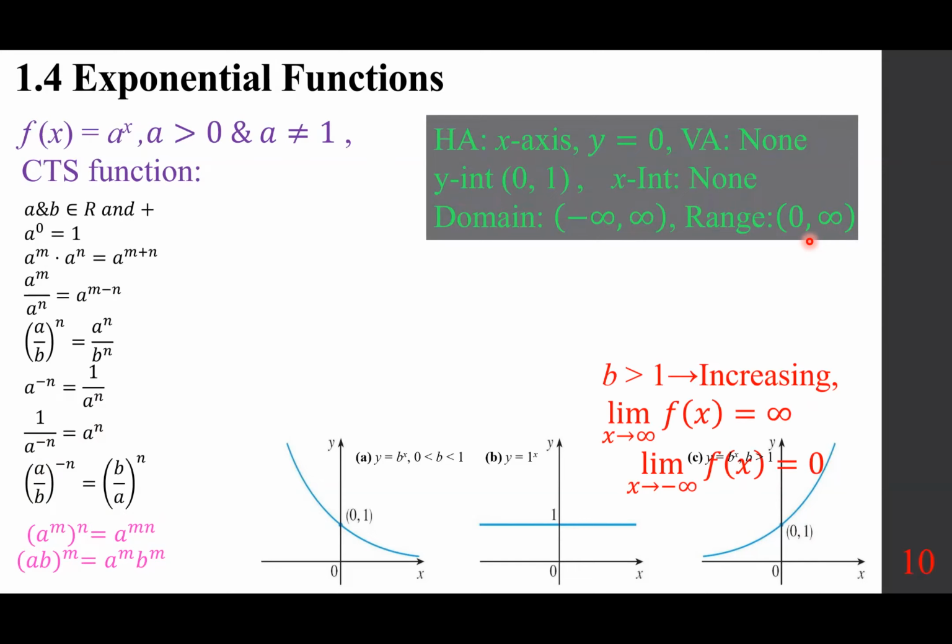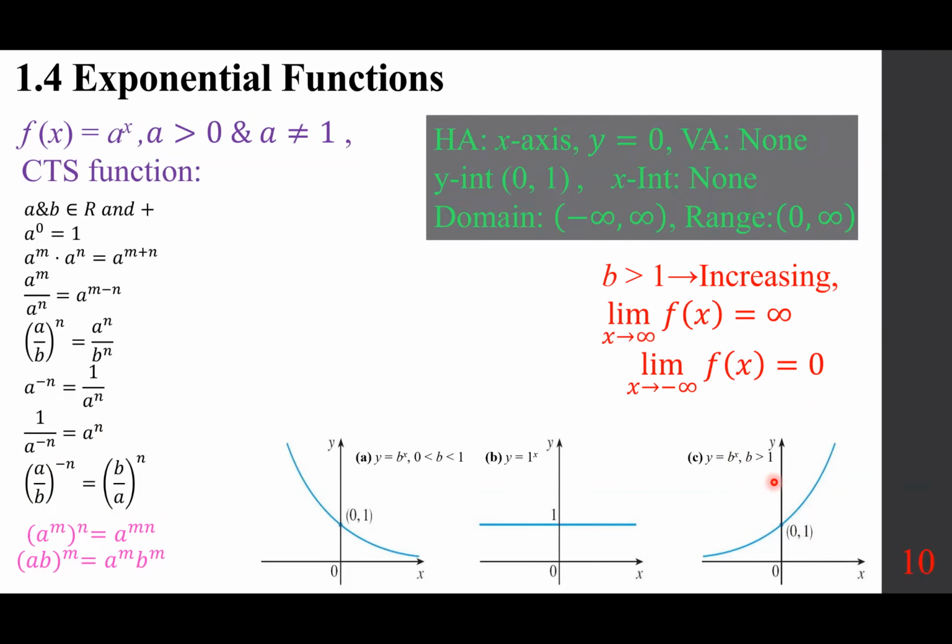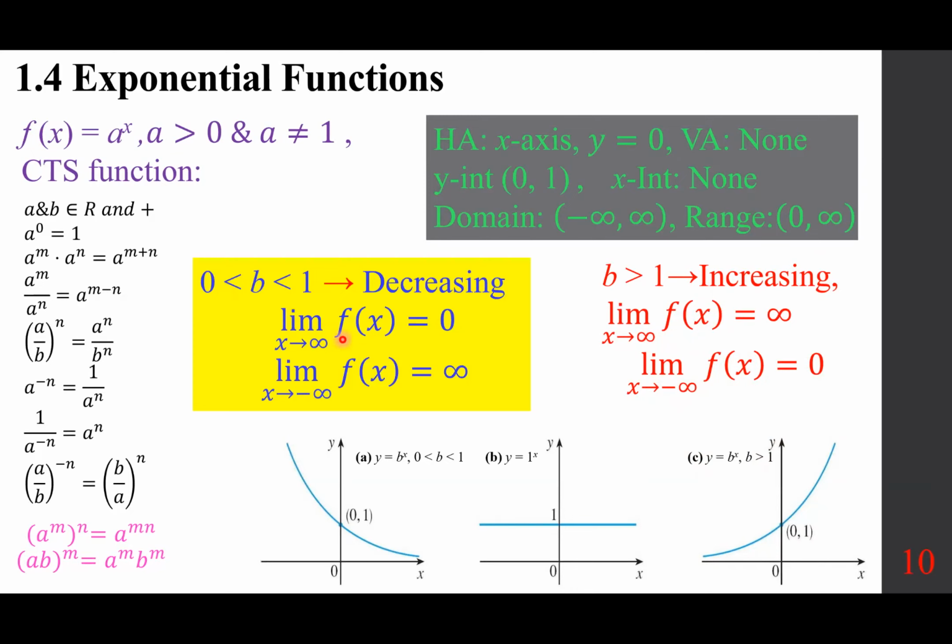So if b is positive, if the base is positive, then the function becomes increasing. And as you can see, the limit of f of x as x approaches infinity is infinity. The limit of f of x as x approaches minus infinity is 0. We will discuss this in the next chapter when we go over the concept of the limits. When it's decreasing, then the limit of f of x as x approaches infinity is 0. And that is the definition of a horizontal asymptote, by the way.